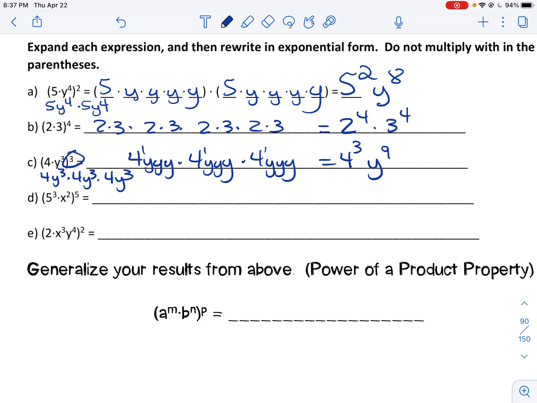The next one: 5 to the third x squared, written out as (5 to the third x) squared. So I expand that.